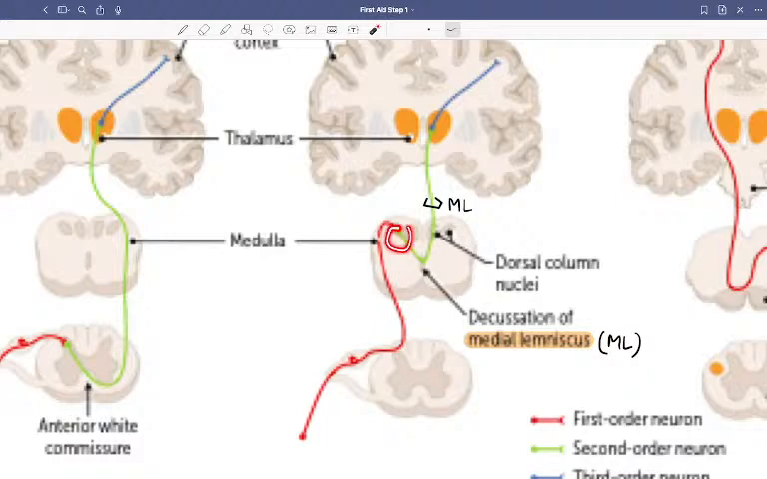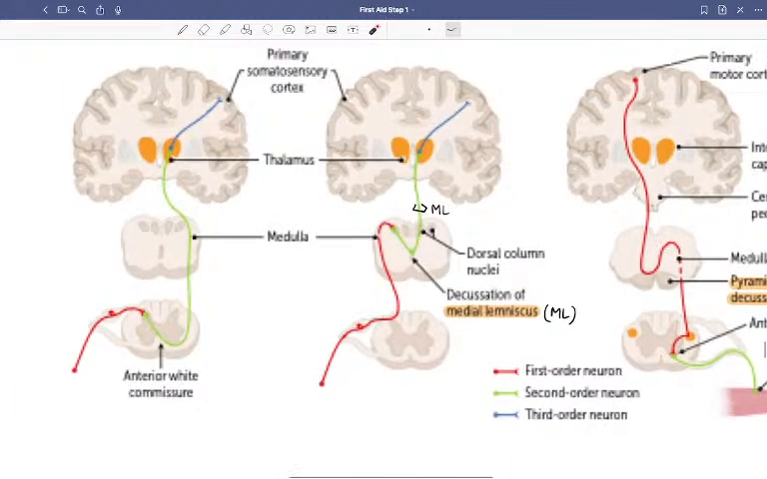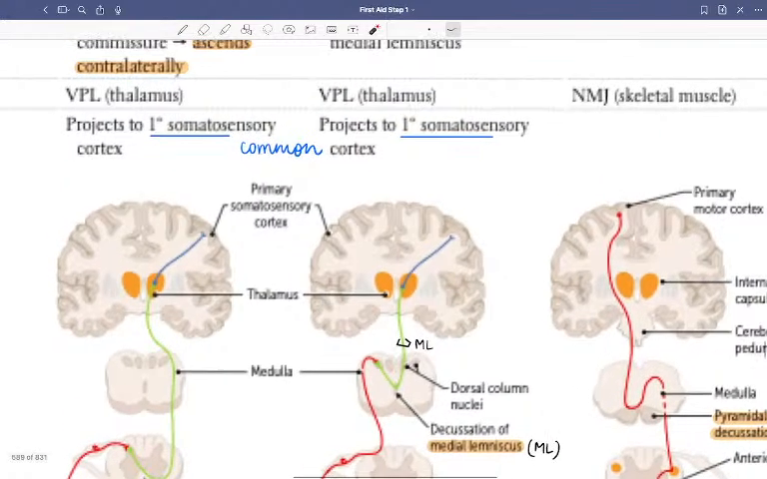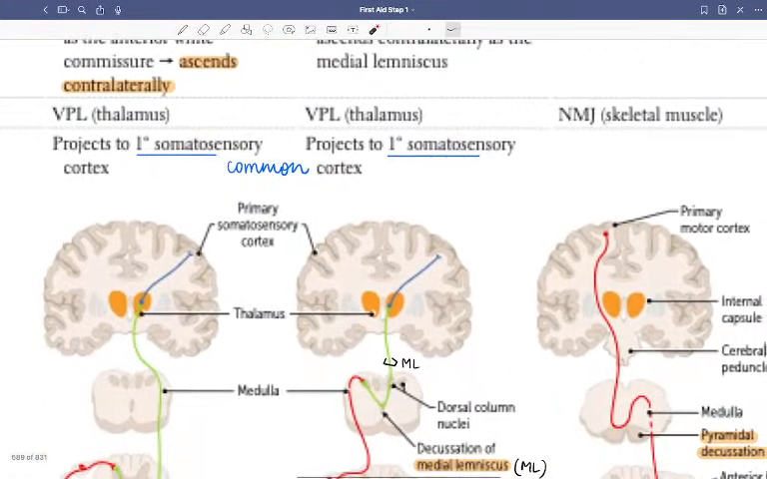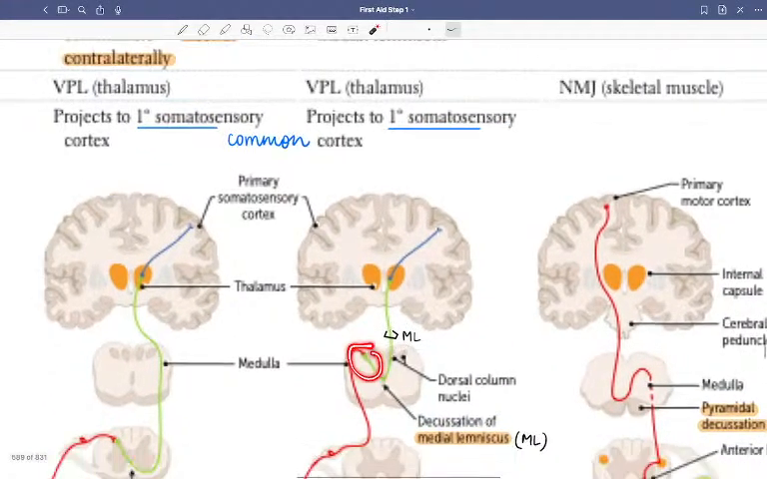In the medulla you have the two nuclei, nucleus cuneatus and nucleus gracilis, corresponding to the fasciculus cuneatus and fasciculus gracilis. The nucleus gracilis is in the ipsilateral medulla, on the same side. It ascends, and at the medulla there is a decussation, and then it forms the medial lemniscus. So the decussation here is at the medulla level.